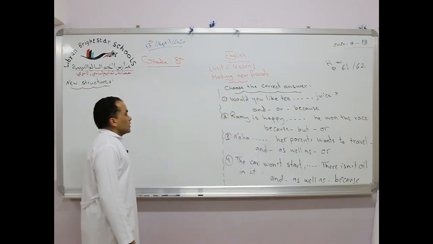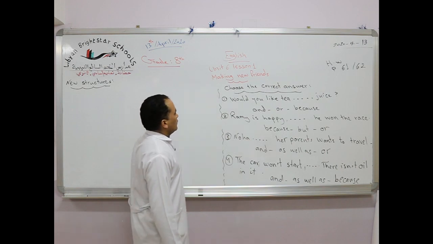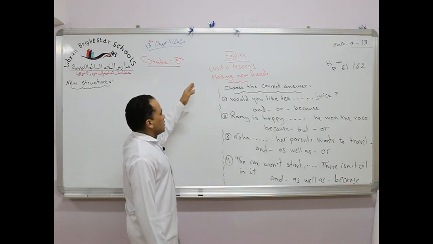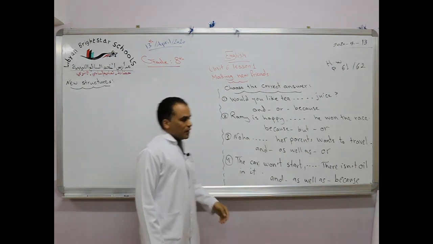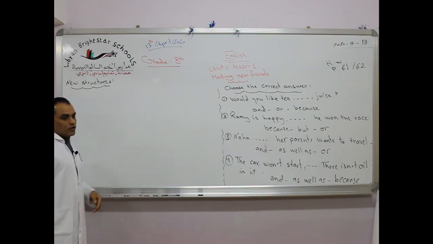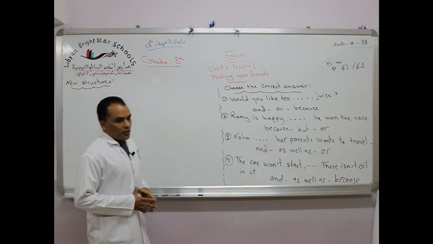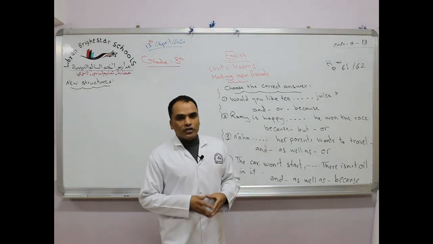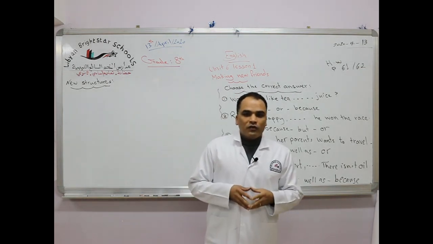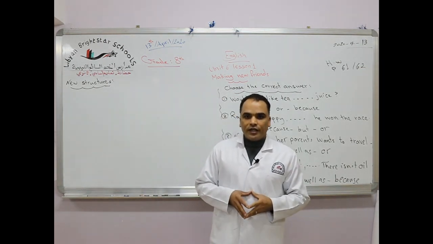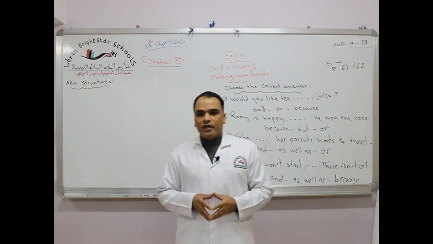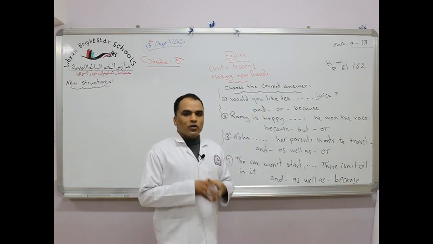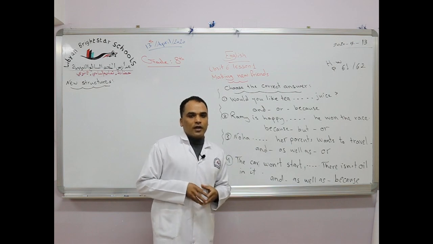Today I'm going to explain Unit 6, Lesson 1. The title of this lesson is Making New Friends. New structures, conjunctions. What's the meaning of conjunctions? A conjunction is a part of speech that's used to connect or to link sentences, phrases, clauses, and words together.